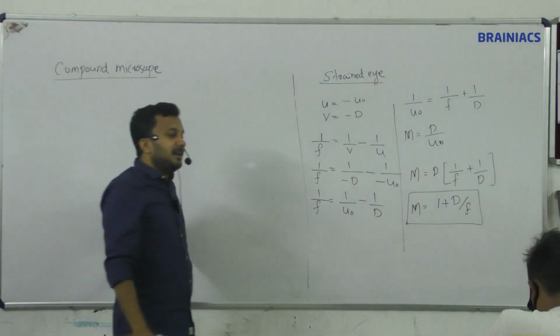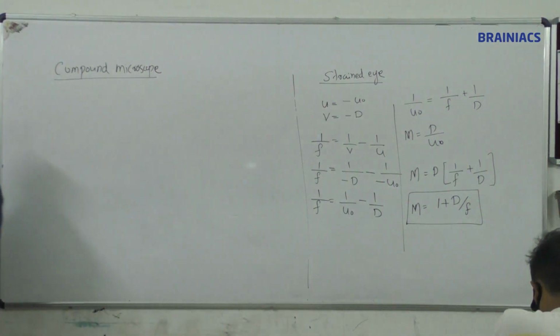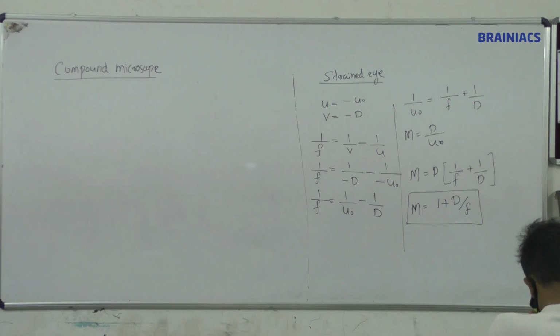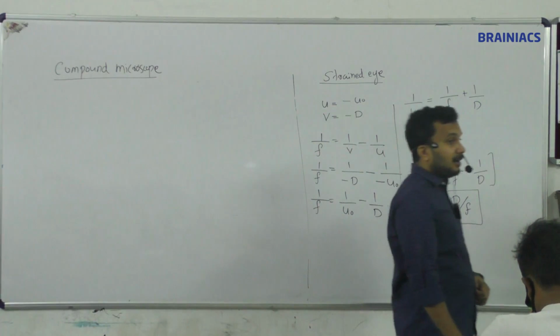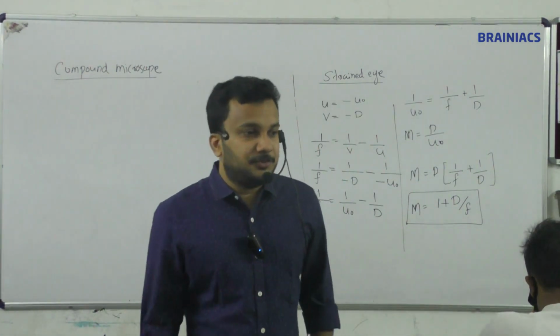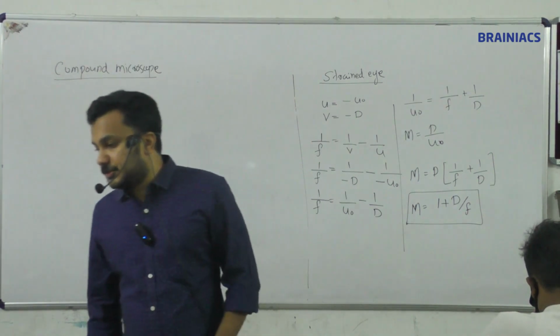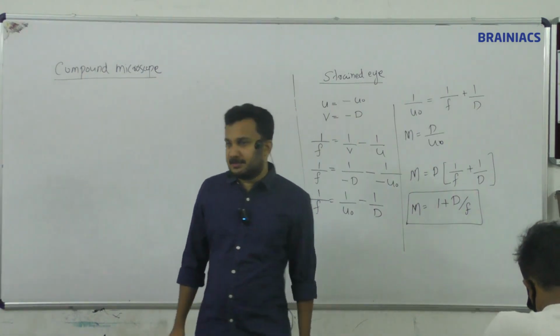Objective lens and eyepiece lens. Next point, the objective lens will have the smaller focal length as compared to that of the eyepiece lens.